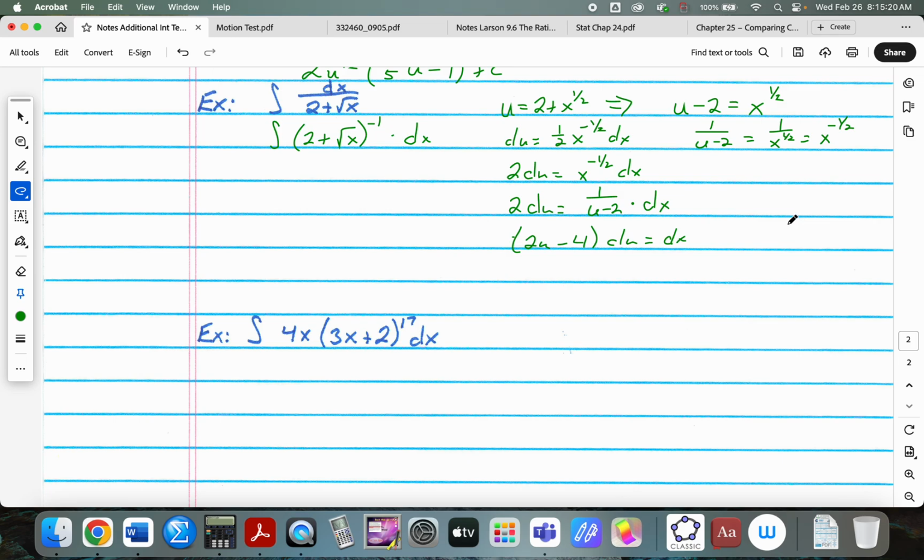Now I can replace everything. So the 2 plus square root of x, I'm going to replace with u. So this is going to be the integral of u to the negative 1 times dx. I'm going to replace with 2u minus 4 du.